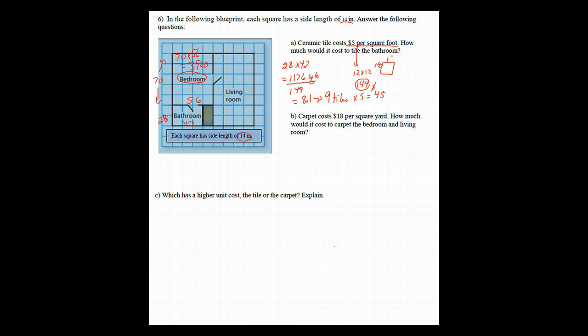And for the living room, the area involved is 98 inches by 56. Your width times your length gives 5,488. So the total area of the 2 rooms will be 9,408 square inches.